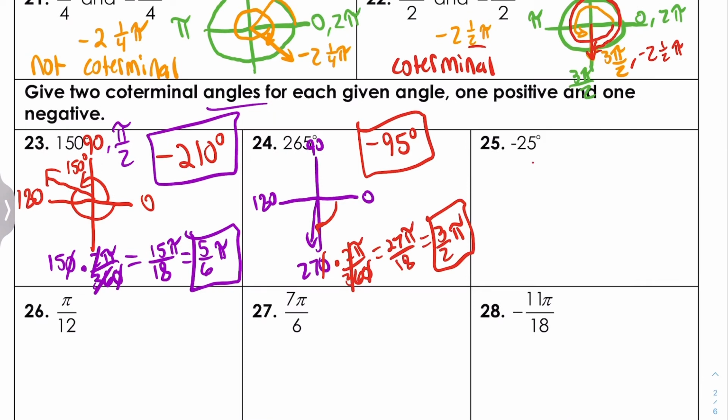25 wants negative 25 degrees. Negative 25 would be in the 4th quadrant.